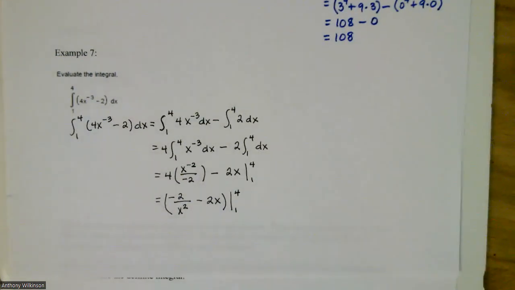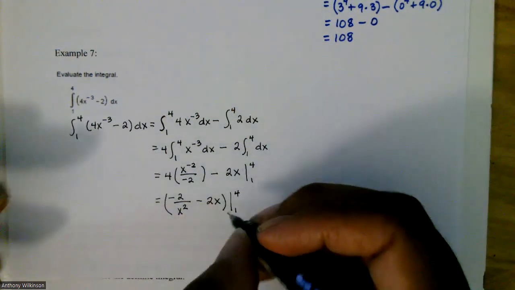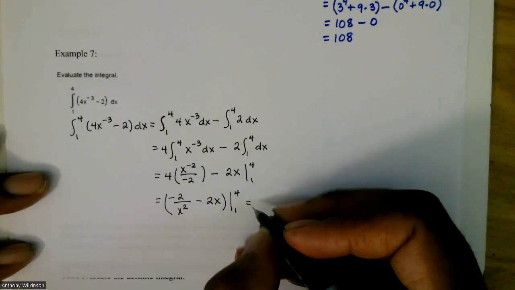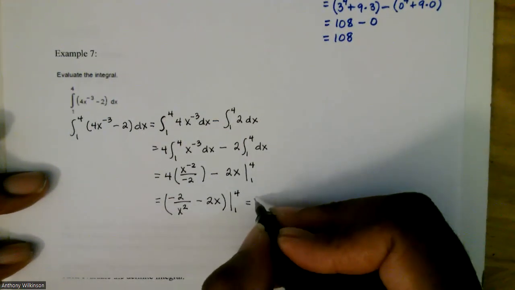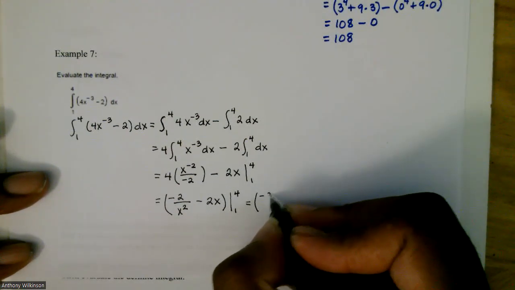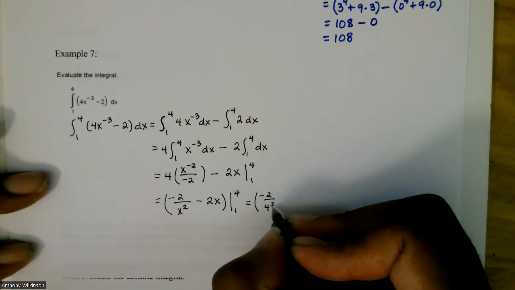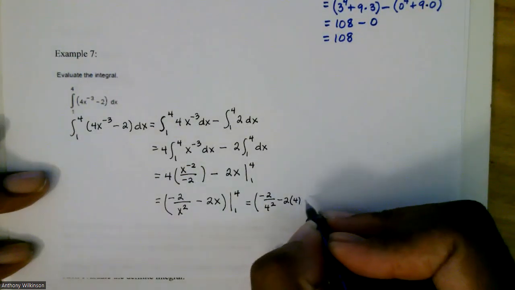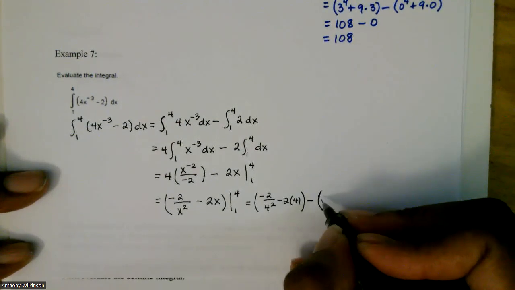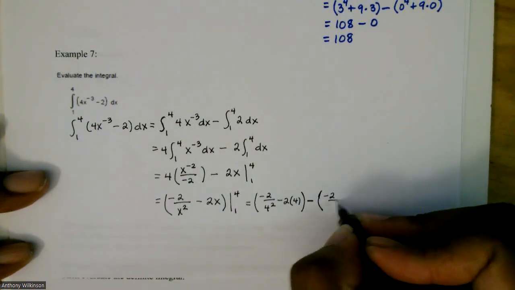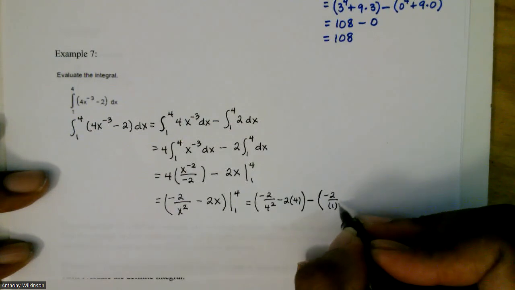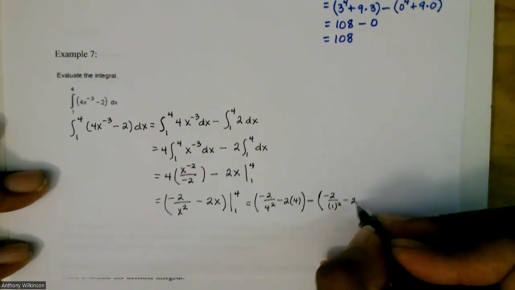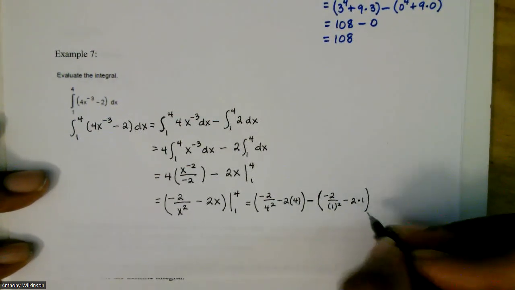So now we're going to do the upper limit minus the lower limit in this case. So the upper limit is 4, so I'm going to have, let's see, negative 2 over 4 squared minus 2 times 4, then minus the lower limit, which is 1, so this will be negative 2 over 1 squared minus 2 times 1.